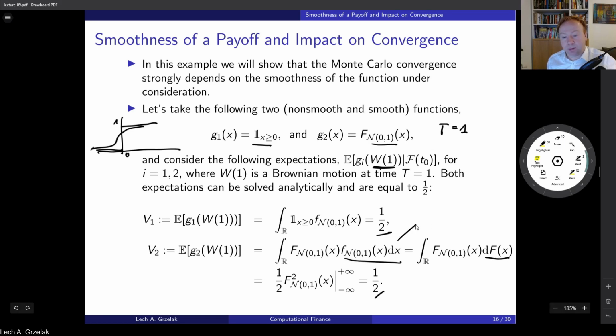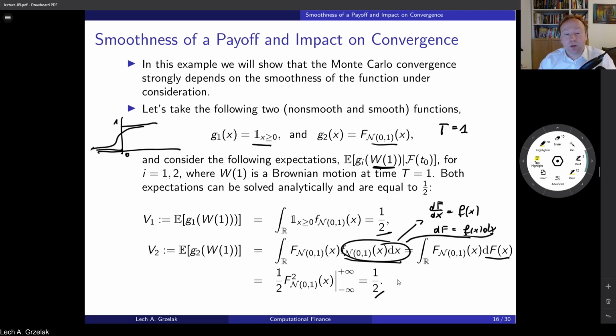Maybe I can refresh that dF/dx is equal to f(x). So this means that we have dF equal to f(x) dx. This is what we have here in this case. So this dF will be here, and this is equal to half of F squared, so it's F squared from minus infinity to the limit of plus infinity. And this is also equal to half.